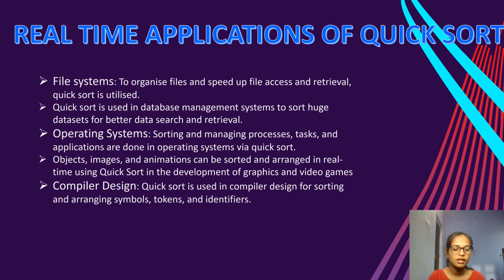File systems. To organize files and speed up file access and retrieval, quicksort is utilized. Quicksort is used in database management systems to sort huge datasets for better data search and retrieval. Operating systems. Sorting and managing processes, tasks, and applications are done in operating systems via quicksort. Objects, images, and animations can be sorted and arranged in real time using quicksort in the development of graphics and video games. Next is compiler design. Quicksort is used in compiler design for sorting and arranging symbols, tokens, and identifiers.